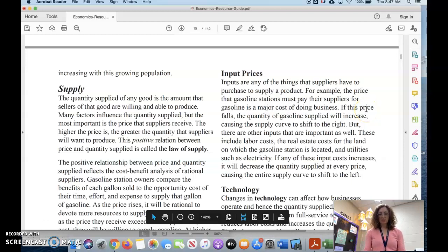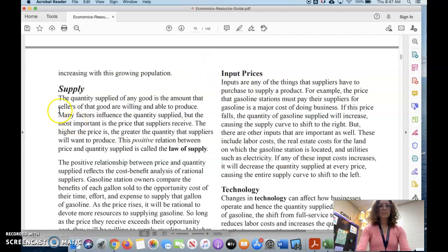Okay, so we just finished talking about demand. Now we're going to talk about supply. This is page 15 in your resource guide. Supply, remember, is the second very, very important concept in microeconomics. Just to remind you, we're talking microeconomics.